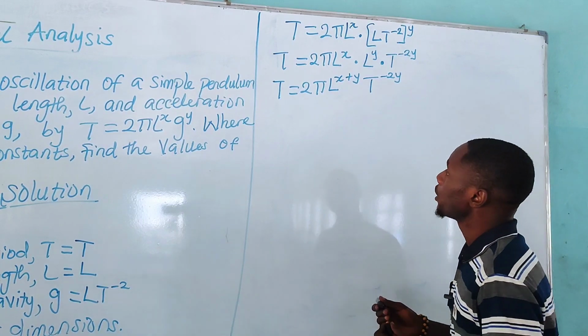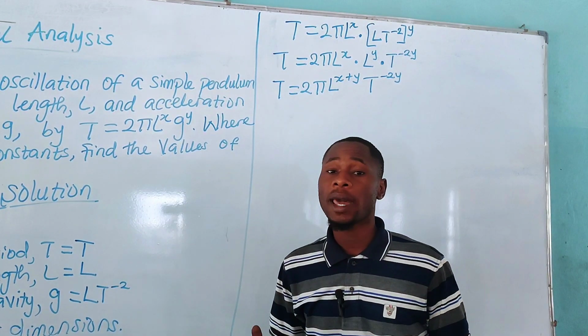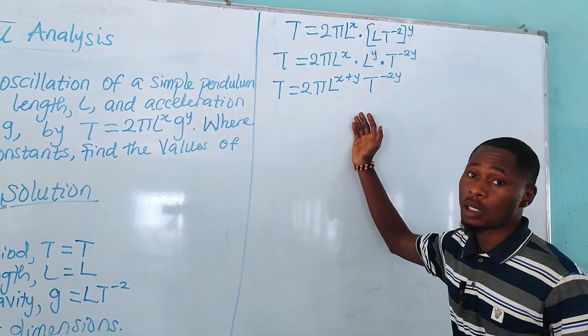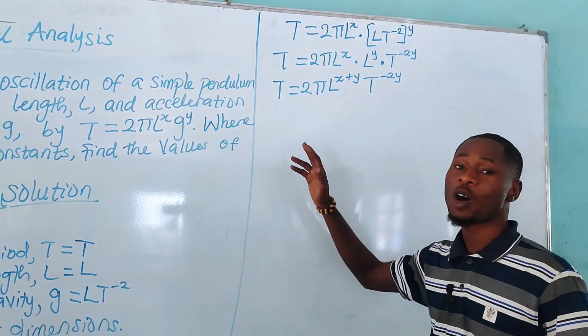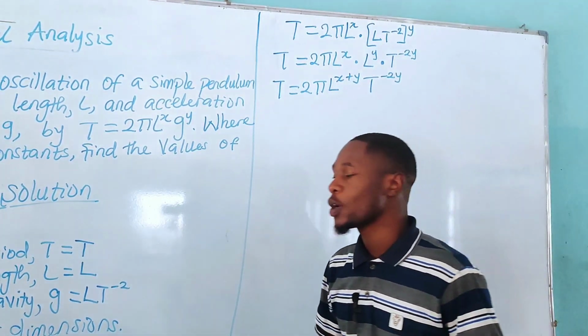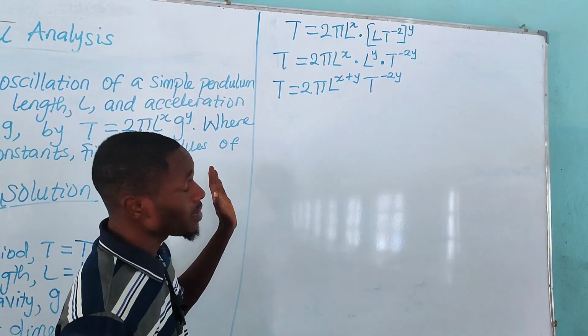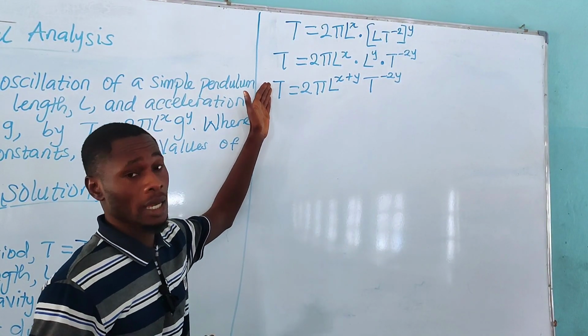So what do we do at this point? The next thing to do is we need to compare the powers of L and T on the right hand side of the equation and also on the left hand side of the equation. When you look at the left hand side of the equation, we only have T. There is no L.